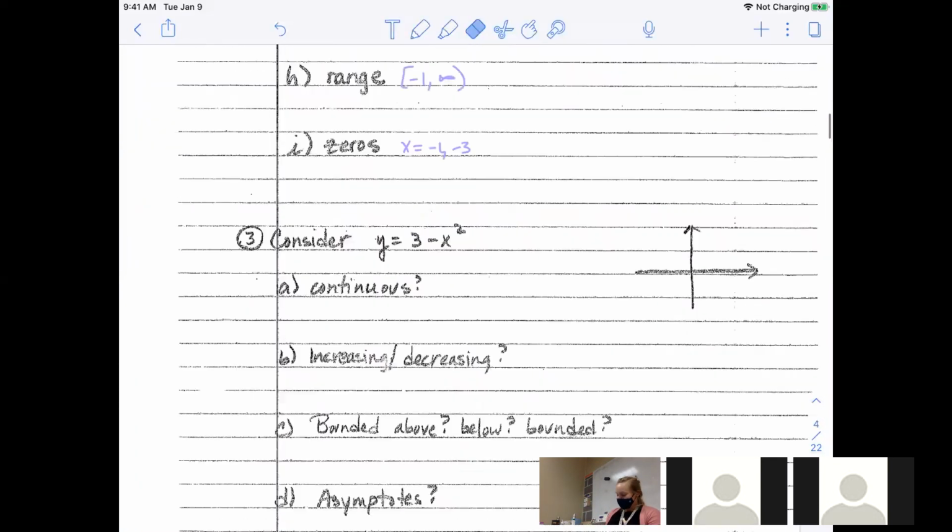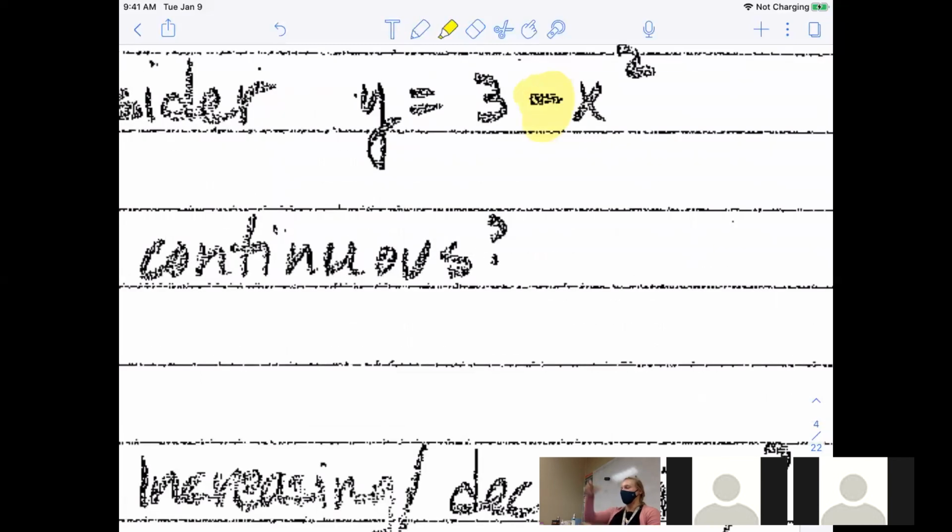Okay, let's do another one. This one says y equals 3 minus x squared. What kind of graph am I gonna get? Parabola. Is it gonna be upward or is it gonna be downward? Down, why? -x squared, very good. So I've got a -x squared, which means I've got a parabola facing down.